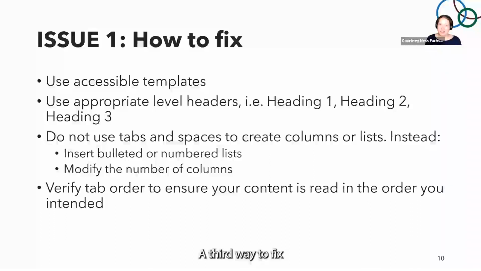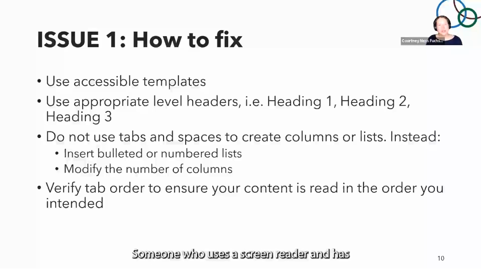A third way to fix this is to make sure you don't use tabs or spaces to create the illusion of columns or lists. Instead, use the built-in bullets or numbering systems. And also you can modify the number of columns you have. So if you want to have your information presented in 2 columns, modify your document to have 2 columns instead of using the tab function.